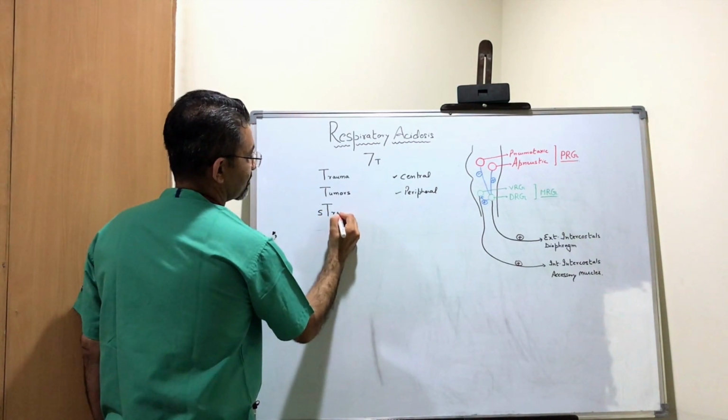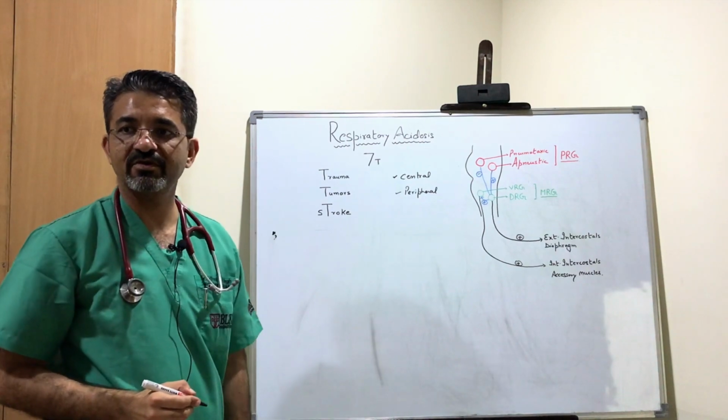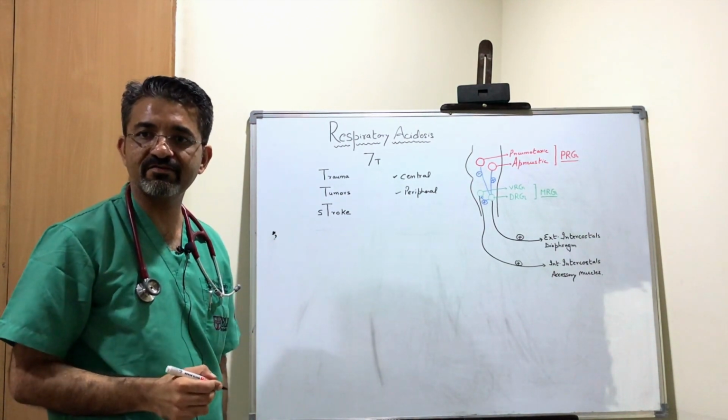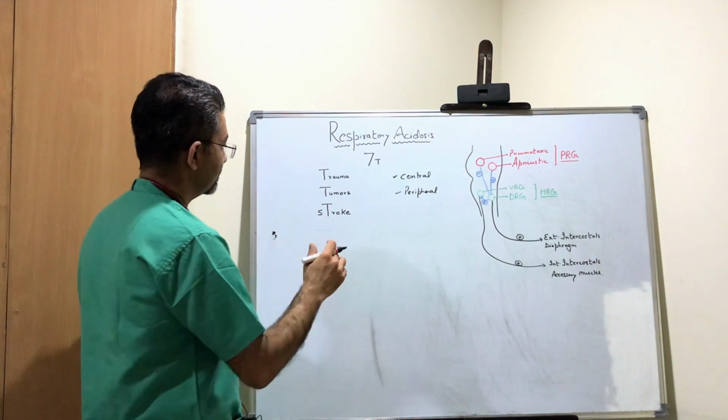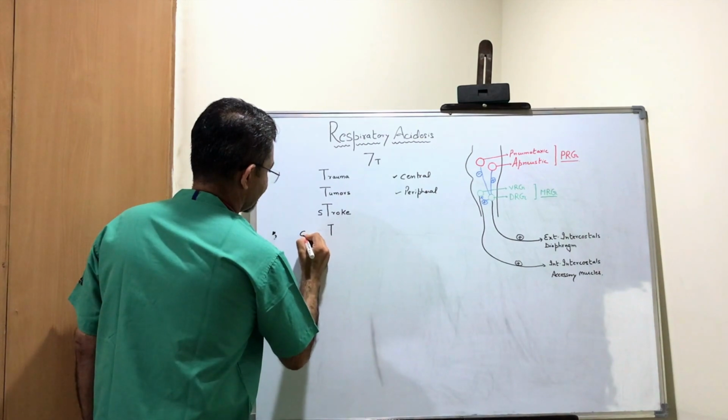Stroke. Any posterior circulation stroke in your pons or medulla can affect your respiratory centers and again can give rise to low respiratory drive. Then you have the fourth T as encephalitis.